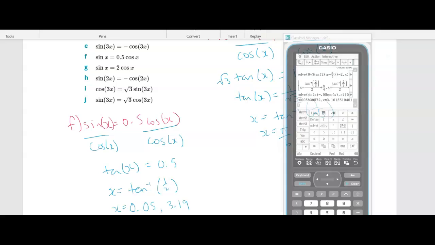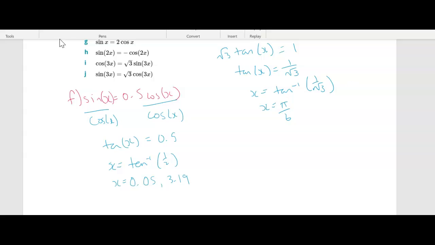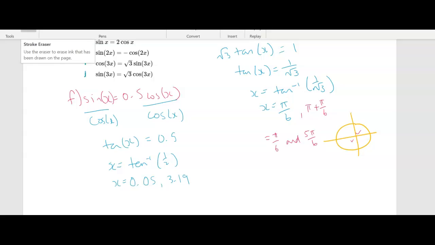Let's just finish off A, and then I'll finish off with the video. So we've only done one solution. This is where you need to use your unit circle. All right, so we're looking for tan is positive. So tan is positive here and here. So we've already got pi on 6. The next solution is going to be pi plus pi on 6. So that's going to be pi on 6 and 5 pi on 6 to be within our domain. No, clearly I need to end this video because I keep making mistakes. It should be 7 pi on 6.